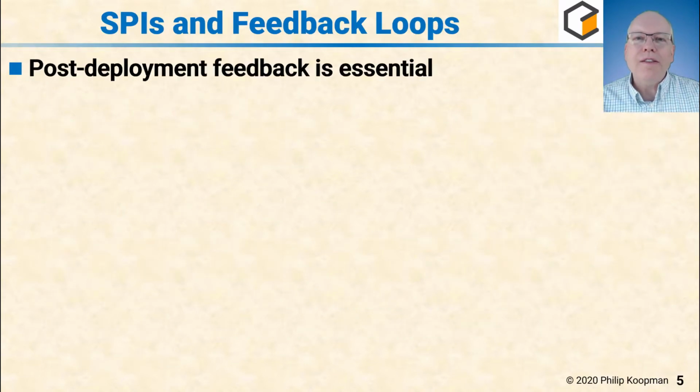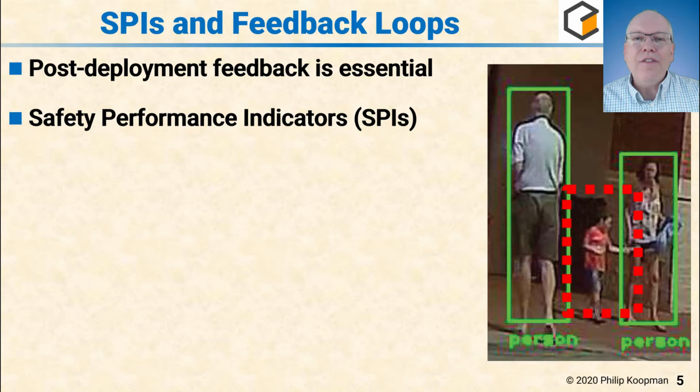Rather than assuming that everything will be perfect on the first day, 4600 adopts a feedback approach. The idea is that it's unlikely you will think of absolutely everything possible on the first day, and even if you do, the world will change out from under you, so you're going to have field feedback. The feedback largely takes the form of SPIs, Safety Performance Indicators.